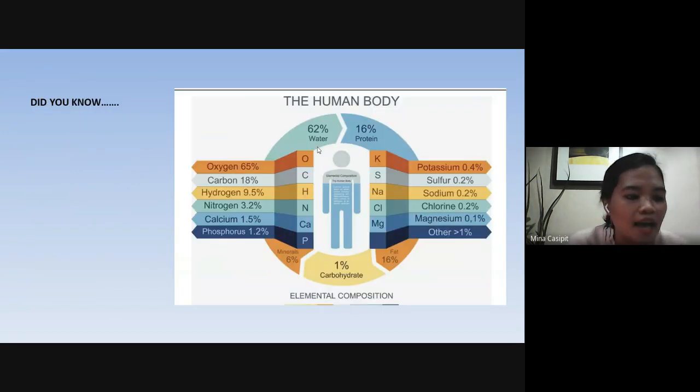Okay, trivia. Did you know that the human body consists also of elements and some compounds? We have here some elements present, and also, of course, the compounds present in our body na mahalaga sa ating katawan. Oxygen, carbon, hydrogen, nitrogen, calcium, phosphorus, potassium, sulfur, sodium, chlorine, magnesium. Those are some elements. And we have, of course, the water and oxygen na kailangan ng ating katawan.